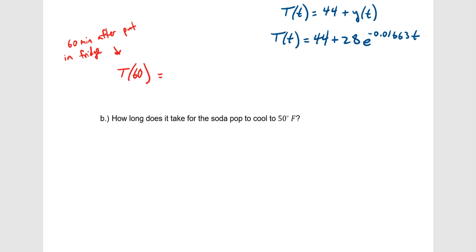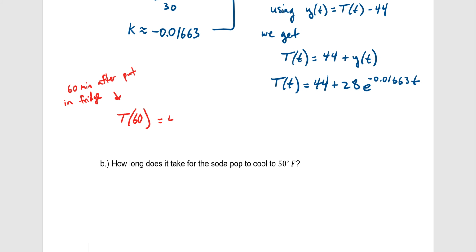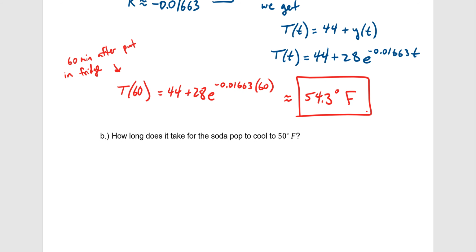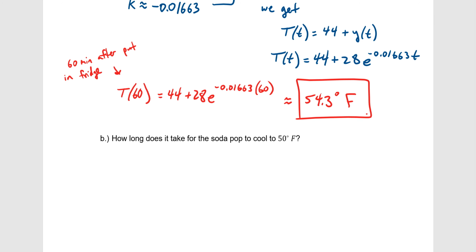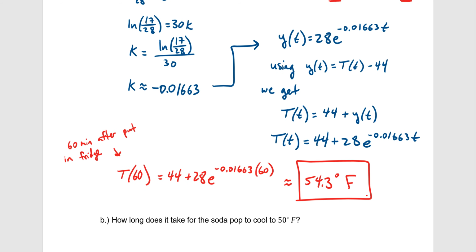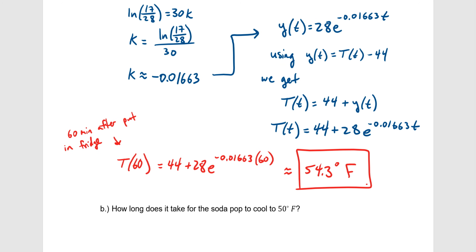We go ahead and plug it into this equation. That's 44 plus 28 e to the negative 0.01663 times 60, and that ends up giving us about 54.3 degrees Fahrenheit. Okay, so that's probably the hardest type of question that we'll see from this section, but you can see how it's kind of interesting, because we were able to figure out this type of question, which we do in everyday life working with a refrigerator.